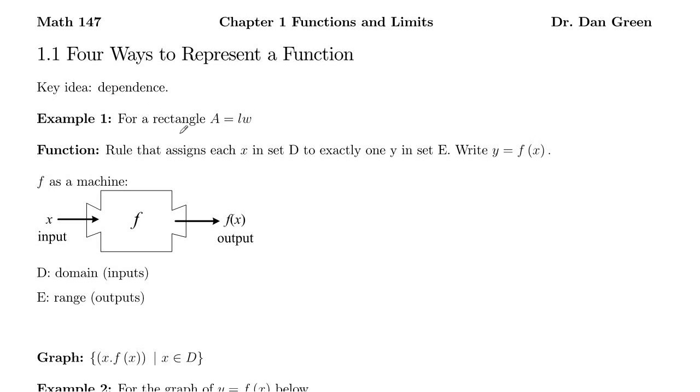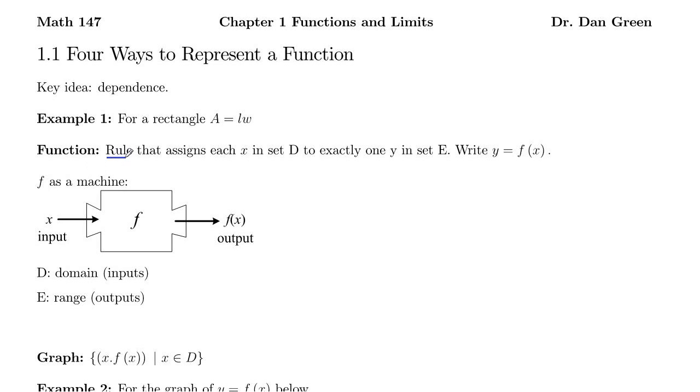So, for example, the area of a rectangle depends on length and width, and it's a specific kind of dependence too. For each length and width, there's only one area. You can't get 2 different areas from the same length and the same width. Now, you might have a different length and width that give the same area. That's okay, but you can't get 2 different areas. Can't get 2 different outputs. And in fact, that's the definition of a function.